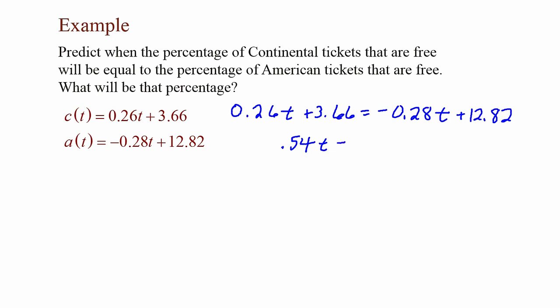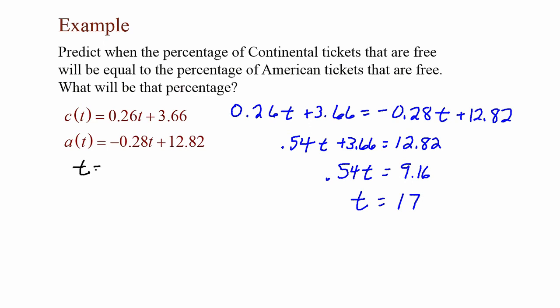0.54t plus 3.66 equals 12.82. Subtract 3.66 from both sides. 0.54t equals 9.16. Divide both sides by 0.54. T equals 16.96, which rounds to 17. Since it's time, we want to round it to the nearest year. Now that we know it's 17 years to when they are equal, we can find that percentage.